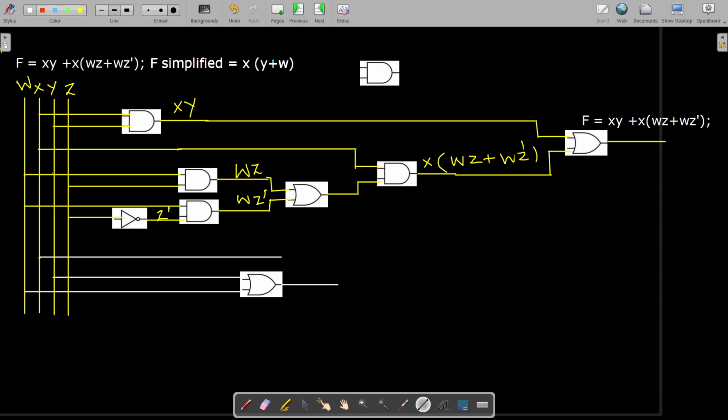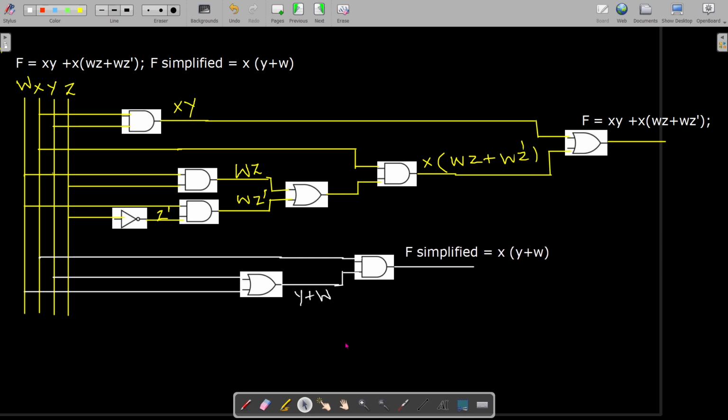So at the output of this we get y plus w, and this along with the x must be applied to a two input AND gate. At the output we get the function simplified. Okay, so we get this. That's all for this logic diagram.